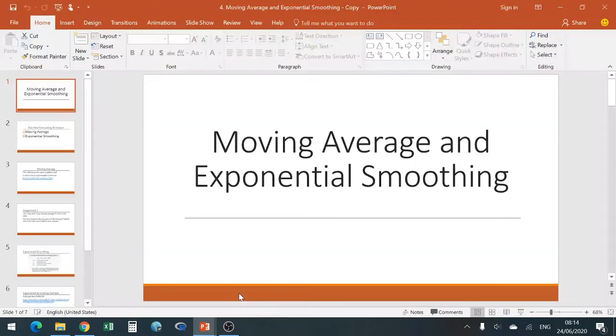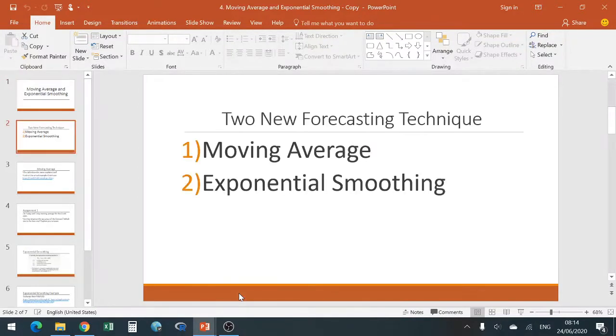Okay, good morning. This is the topic for this week. I'm going to talk about moving average and exponential smoothing. These are the two new forecasting techniques that we are going to study. The names sound a little bit complicated, but it's nothing. It's easy to calculate.